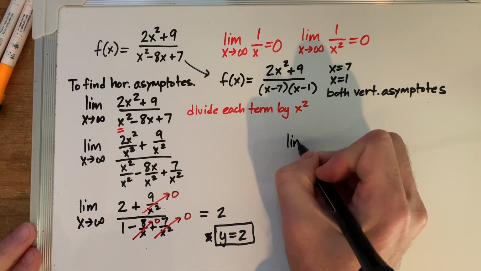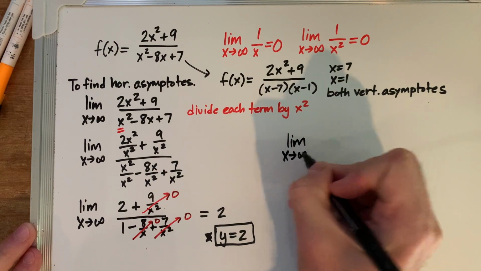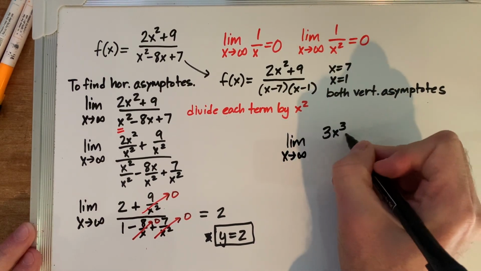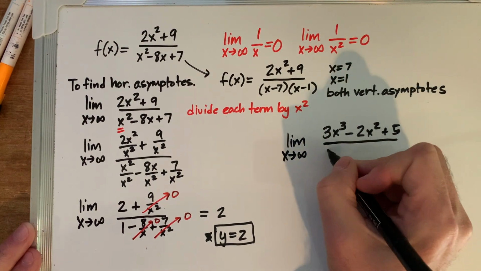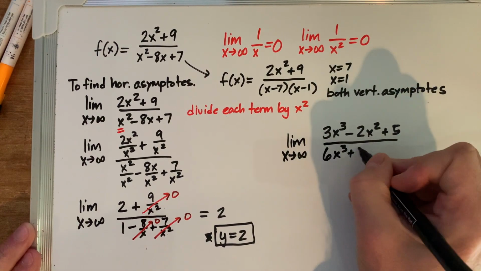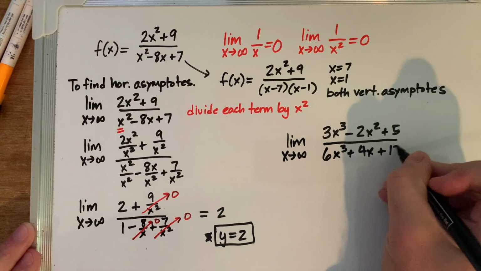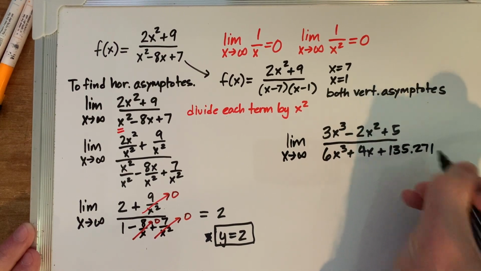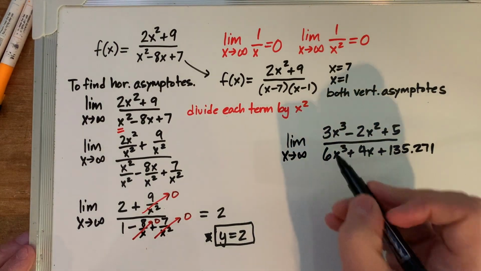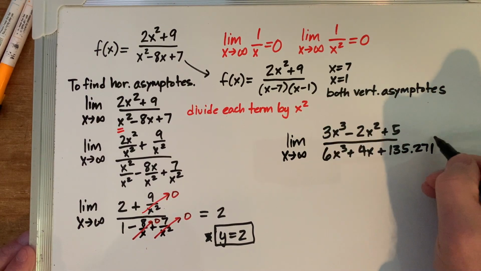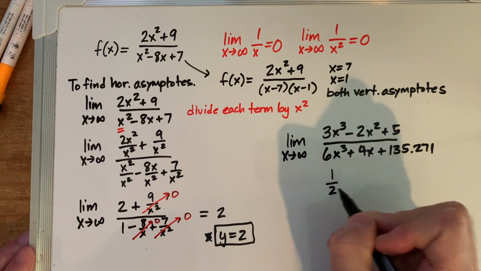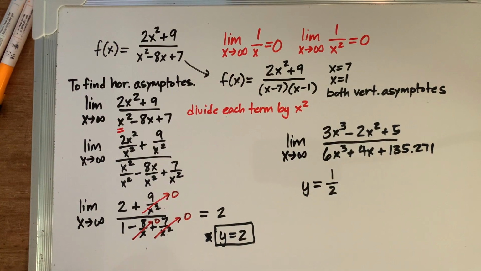Okay, so if I have, for example, limit as x goes to infinity of 3x cubed minus 2x squared plus 5 over 6x cubed plus 4x plus 135.271 or something really bizarre, all I really need to concern myself with are these leading terms. So this is going to go to 1/2. And so that's going to tell me right away what's going on there.